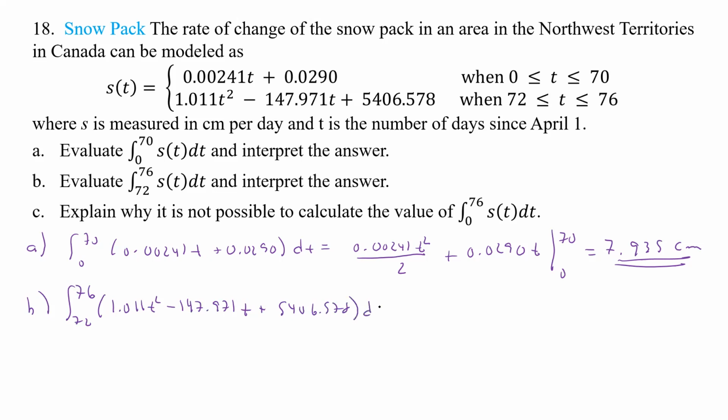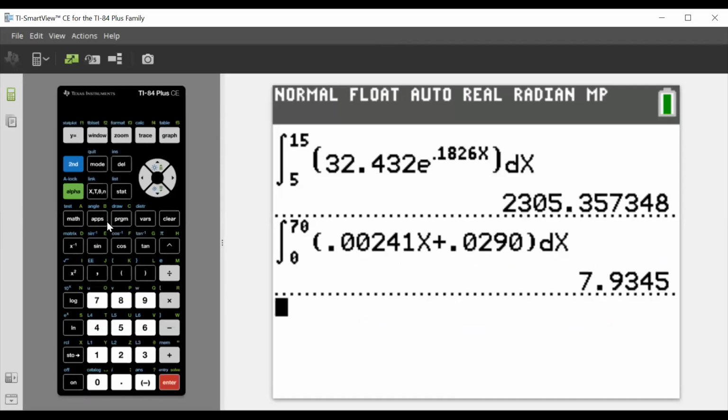5406.578 dt. And so that's going to be equal to, now if we again expand it out, 1.011 t to the third over 3 minus 147.971 t squared over 2 plus 5406.578 t, evaluated from 72 to 76. Again, both of those are going to give us the same answer. And so we'll just type it in as the integral. It's going to be easier. We don't have to do two things.